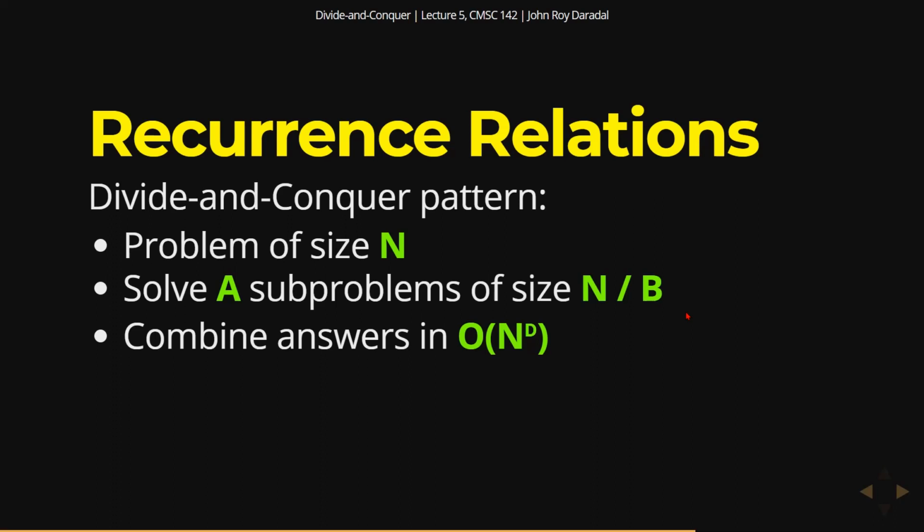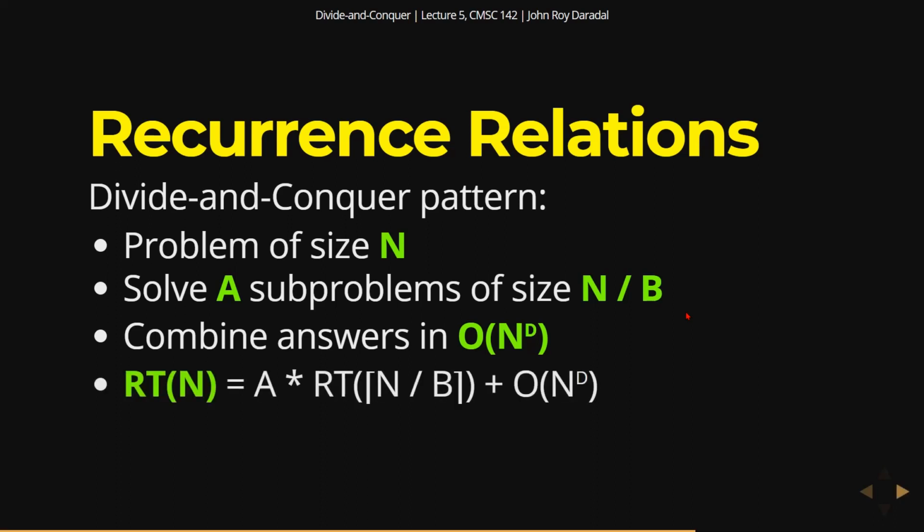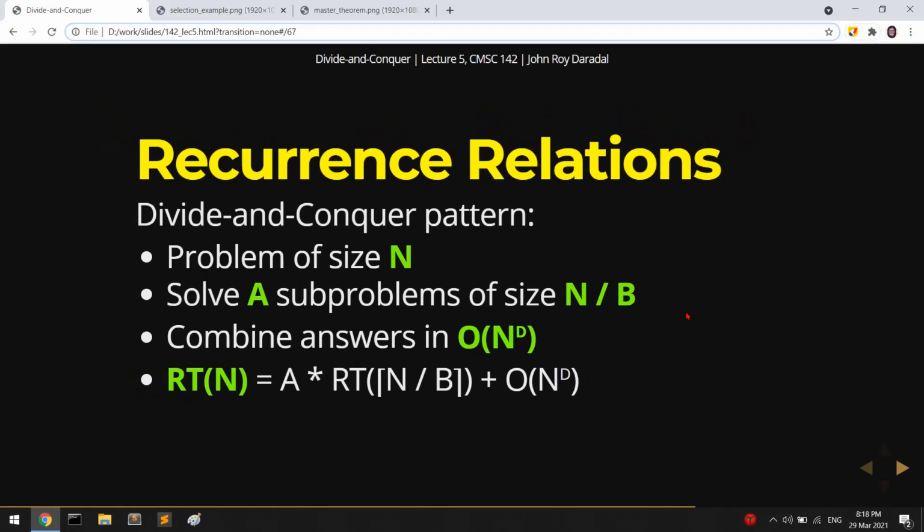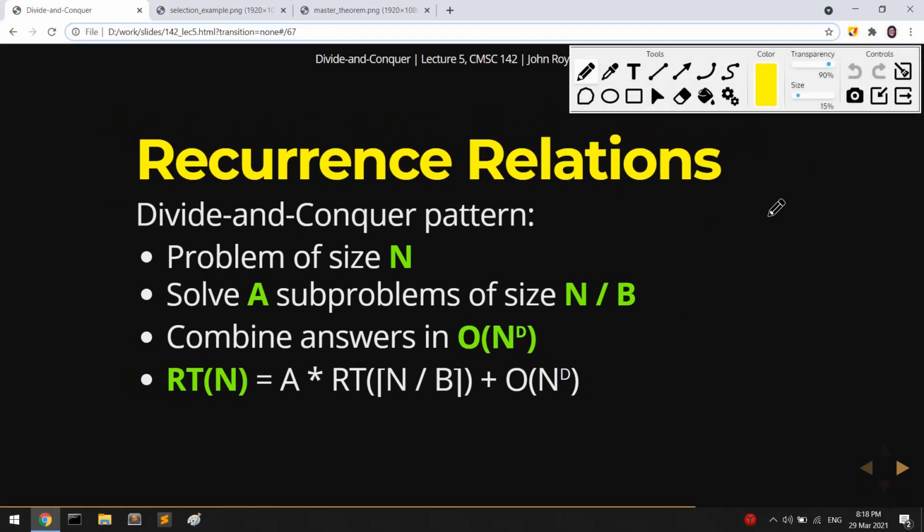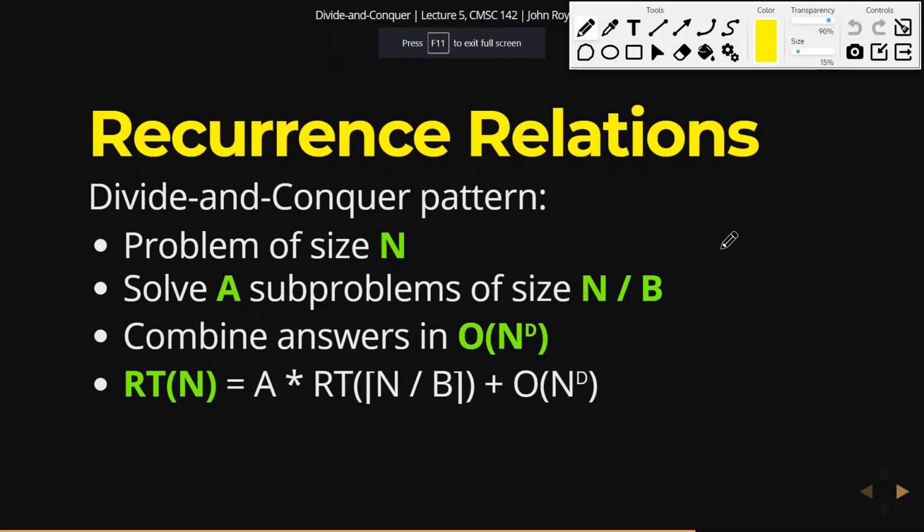Because of this, we can actually write the running time equation for divide and conquer algorithms. So the running time looks like this. The running time for the problem of size n is the running time of n over b, because these are the subproblems, right?